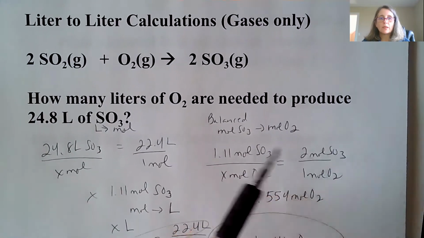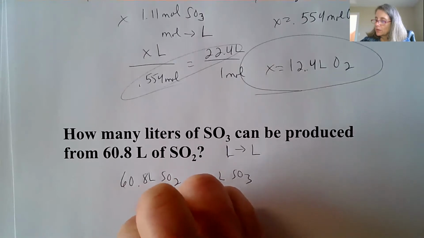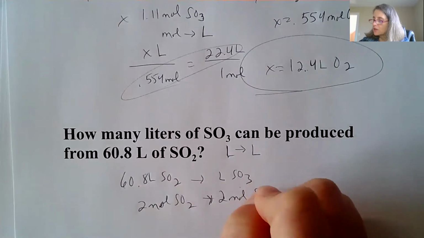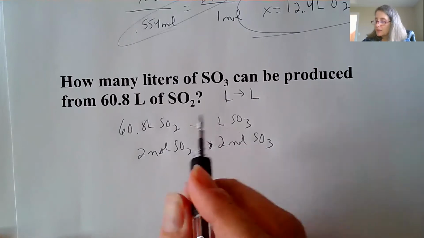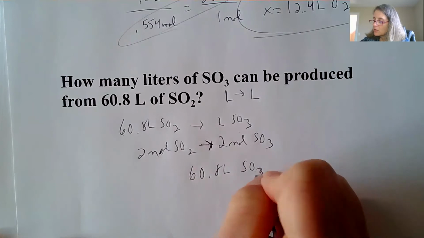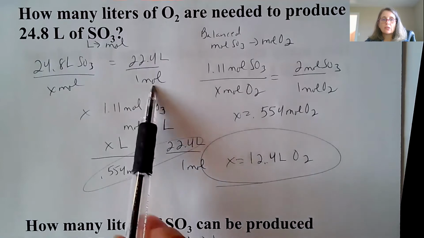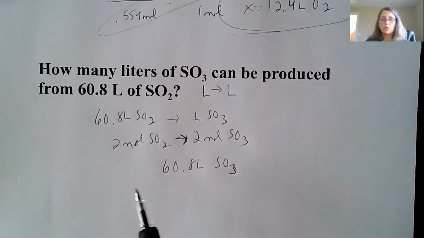So with this type of relationship, since they are both 2 to 2, I could just write down for every 2 moles of SO2, I'm going to have 2 moles of SO3. And instead of doing all of those math steps, I could just say, okay, well then 60.8 liters is going to be my liters of SO3, because the relationship in the middle is going to be 2 to 2. And it's going to start off by dividing by 22.4 and then multiplying by 22.4. So I have this easily done without having to do all of the additional steps.